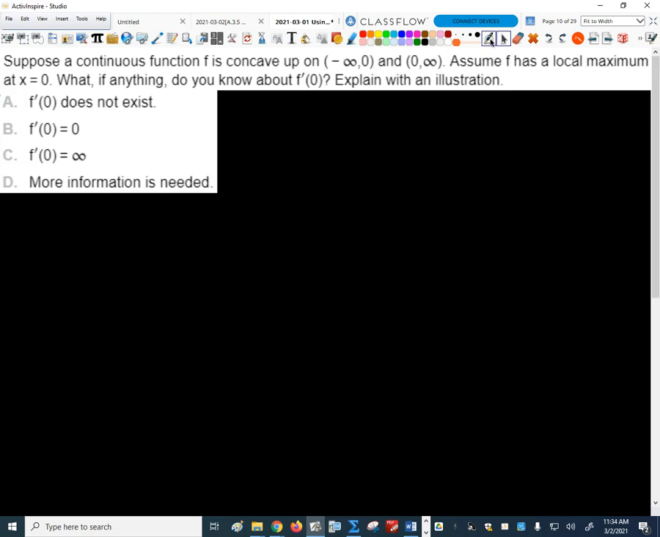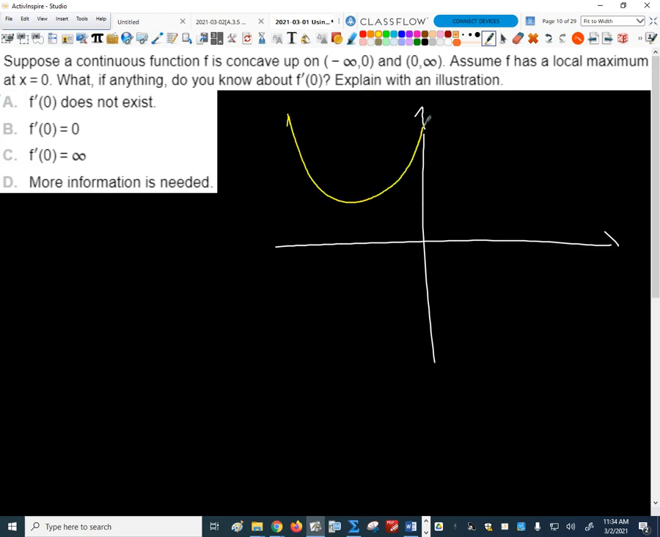Unless it's doing something like this. Right? It's got to be doing something like that, where it's concave up everywhere. We've got a sharp corner there. And so we can see that that's the only way we could get a maximum out of that, right? Does that make sense? So it would have to be that the derivative doesn't exist because we got a sharp corner.